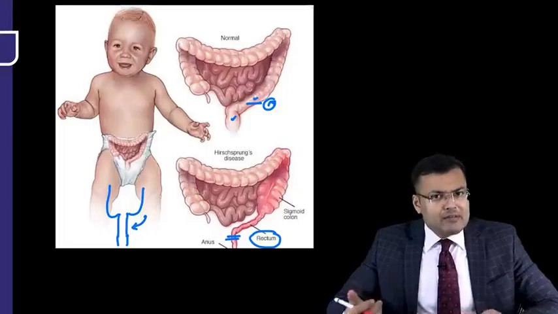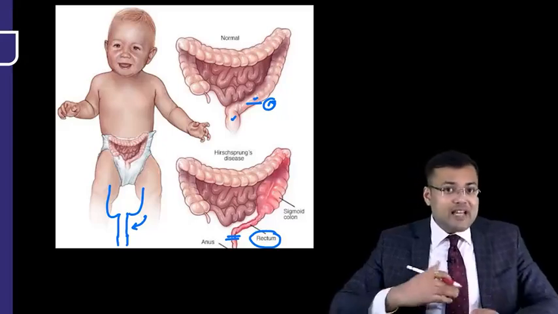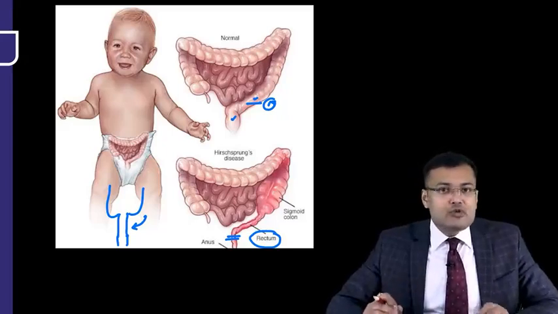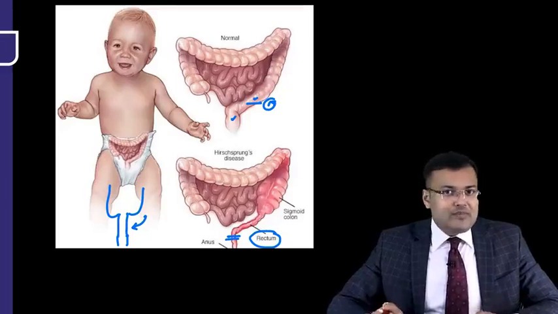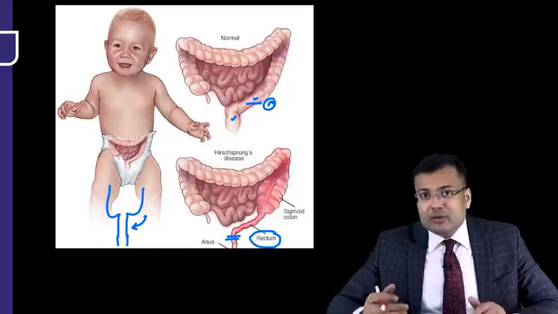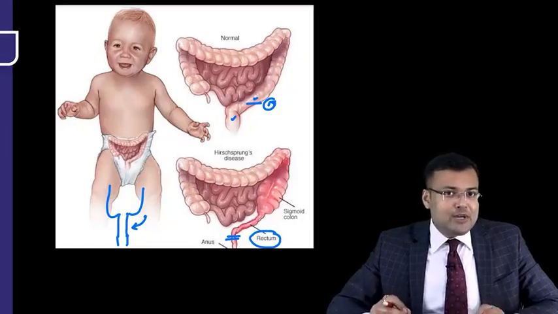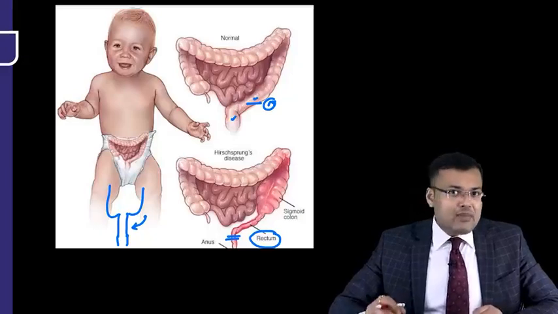So after birth, what you're going to notice is that this newborn baby is having abdominal distension. That is the most common presentation. The patients who are having large bowel obstruction have no passage of feces and flatus. Patients of Hirschsprung's disease also have no passage of meconium within 24 hours. The treatment protocol is also like large bowel obstruction.